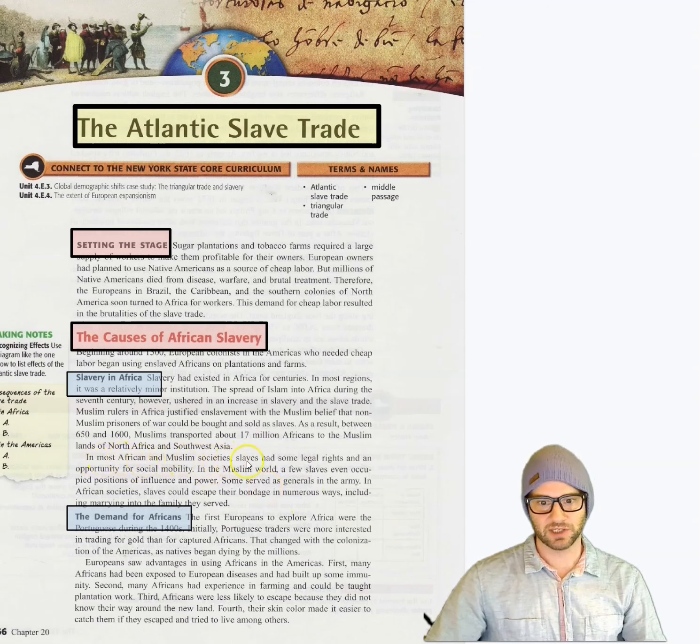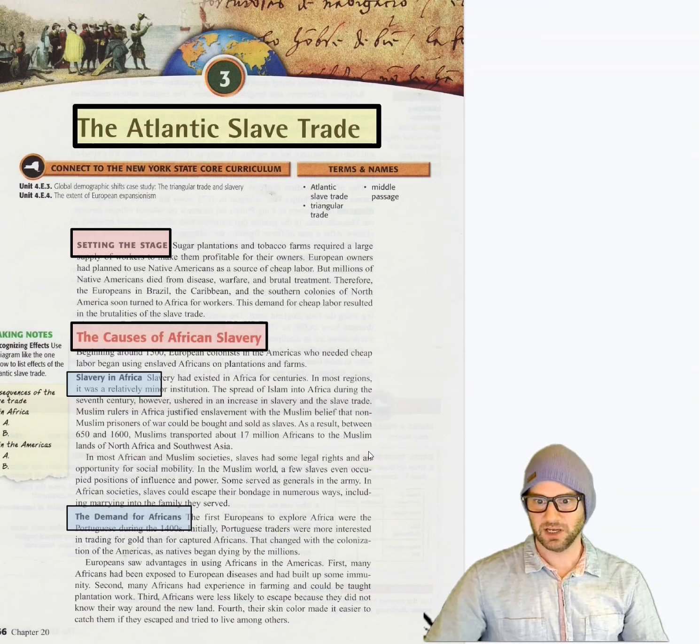In most African Muslim societies, slaves had some legal rights. Well, that means in some, slaves had no legal rights and no opportunity for social mobility. In the Muslim world, a few slaves even occupied positions of influence and power, which means if a few did, the majority did not occupy positions of influence and power. Some served as generals in the army. Most did not. And for every one general serving in the army, there were hundreds, if not thousands, that were rowing a boat on the Mediterranean under the deck for their whole lives as a slave.